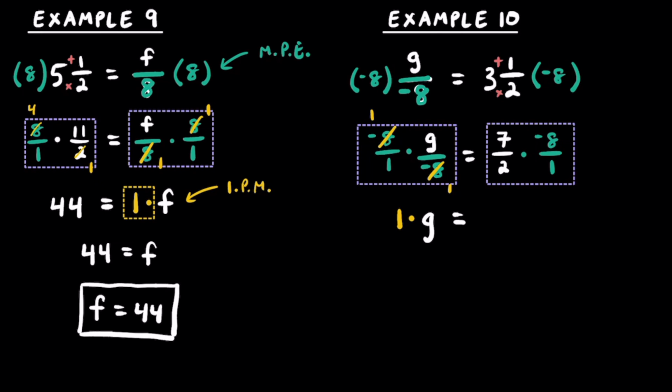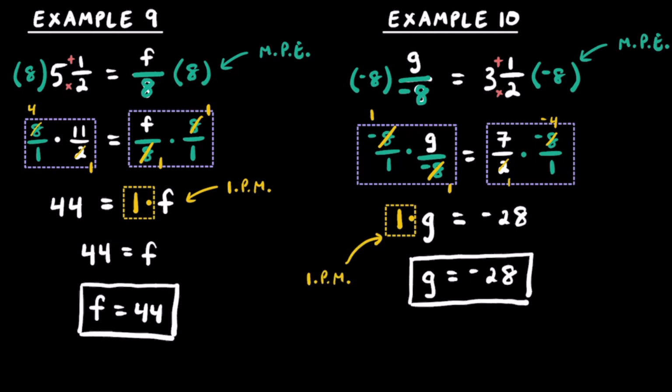On the right side, we could just multiply 7 times negative 8 and divide that by 2 times 1, or we could cross cancel the 2 and the negative 8 to make 1 and negative 4, and then just multiply. So 7 times negative 4 is going to be negative 28, and 1 times 1 is just 1, so this simplifies down to negative 28 on the right side. Dropping that 1, we can say that our solution is g is equal to negative 28. There's our answer.